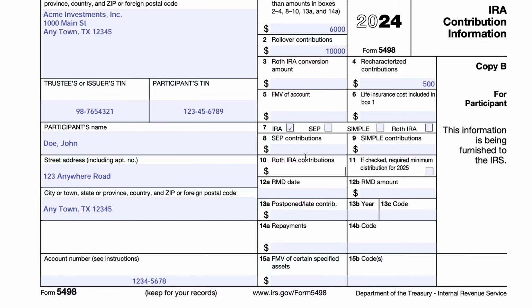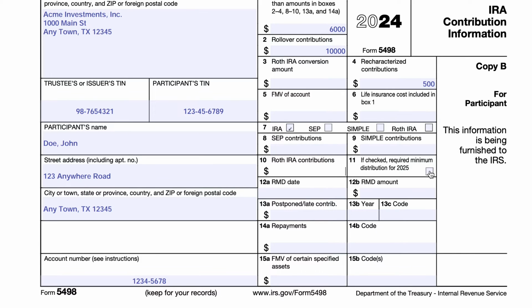Box 11, if this box is checked, then this means that you would need to start taking a required minimum distribution next year for 2025. So if you receive your 2023 Form 5498 and box 11 is checked on that, that means in 2024 you have an RMD.